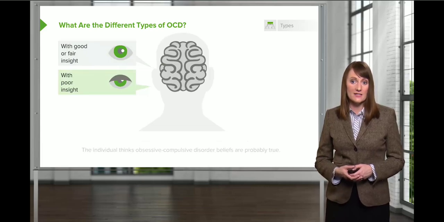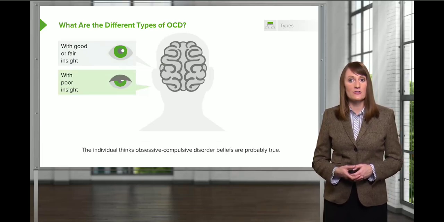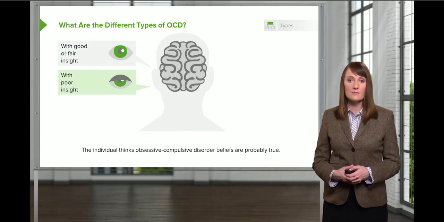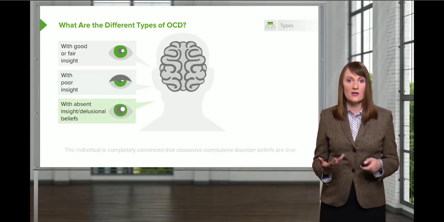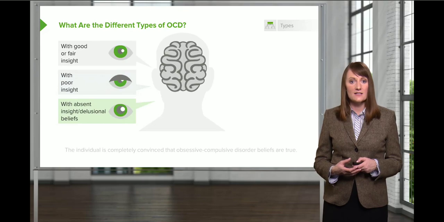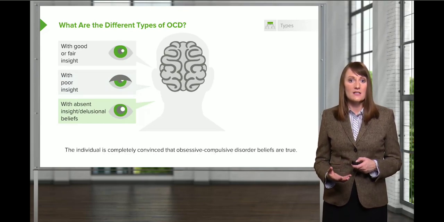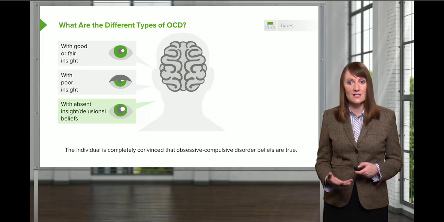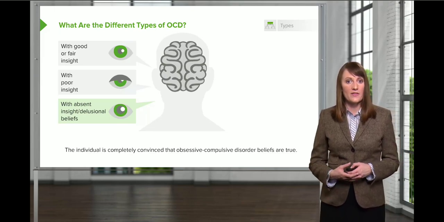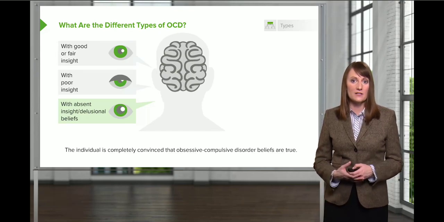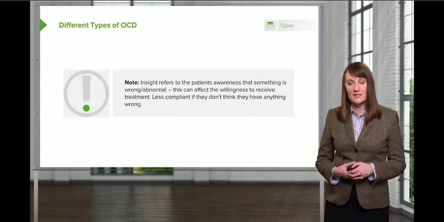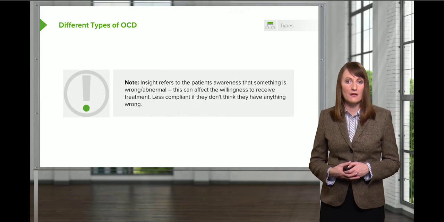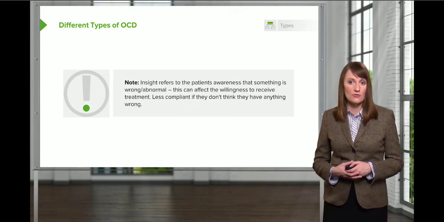You can also note if there's poor insight, which is also going to affect the individual and how they think about their disorder, and it will probably shift and change over time. So it's always important to recheck in with your patients about their insight. And then another specifier for OCD is with absent insight or delusional beliefs. So the individual is completely convinced that OCD beliefs are true. Also note, insight refers to the patient's awareness that something is wrong, and this really can affect the willingness of the patient to receive treatment.